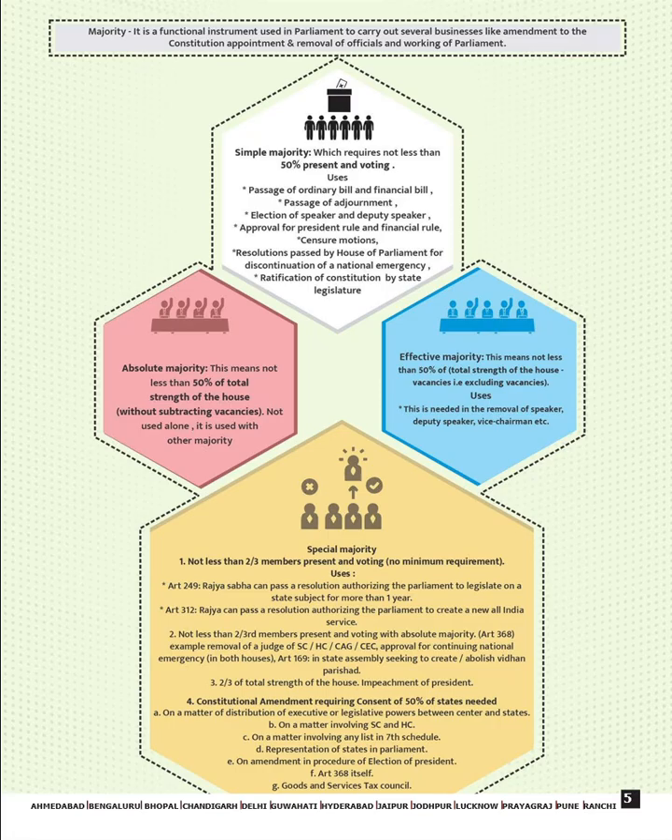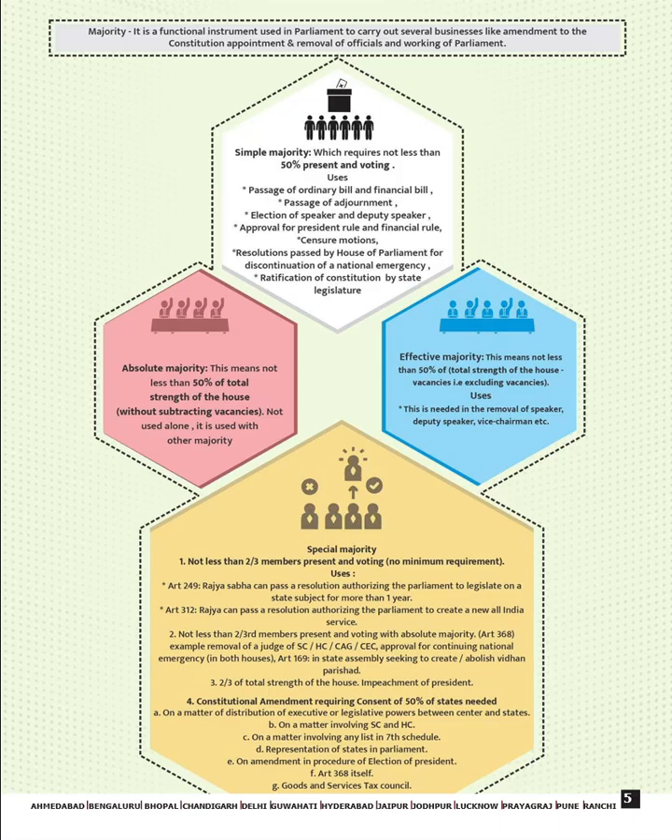The next one is the absolute majority. This means not less than 50% of the total strength of the House without subtracting vacancies. It is not used alone; it is used with other majorities. Another is the effective majority. This means more than 50% of the total strength of the House, excluding vacancies. It is needed in the removal of the Speaker, Deputy Speaker, Vice Chairman, etc.